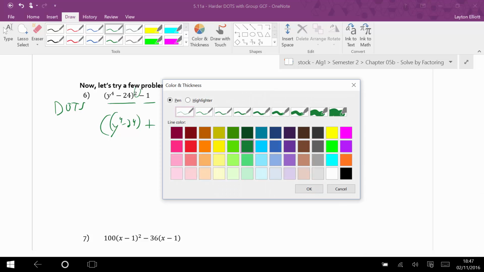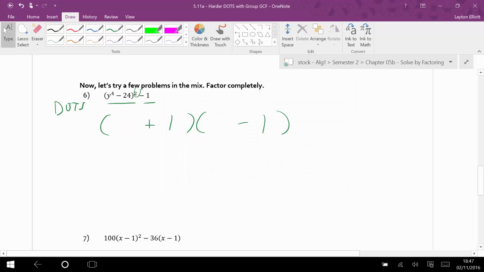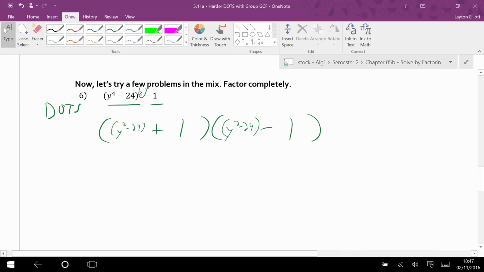So let me write this a little bit better. This is y squared minus 24, and this is y squared minus 24. I'm not touching the y squared minus 24 yet. I'm not doing that because it was y to the, oh my bad, this is y to the fourth minus 24. You guys are probably wondering why I'm doing that. But I'm not touching it. It's going to stay exactly the same as what I see right here.